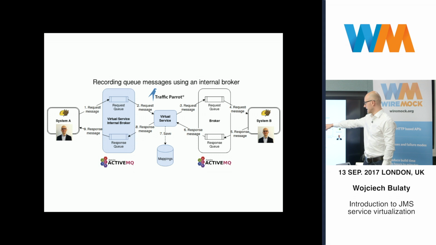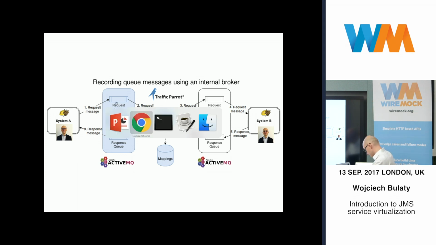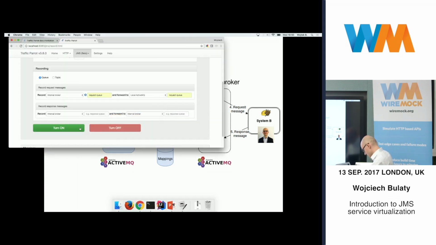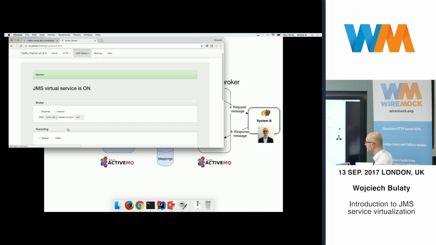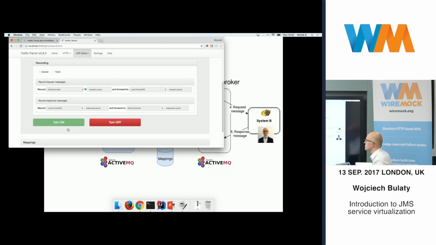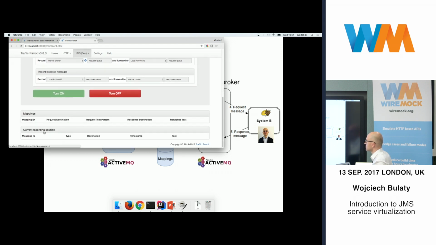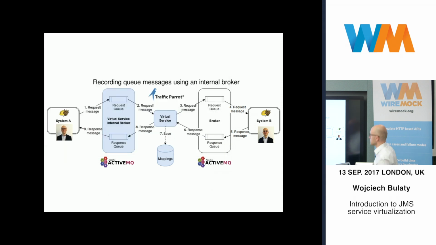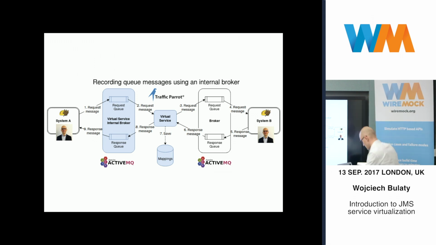Now we need to do 6 and 8, which is consume from the local ActiveMQ instance and forward it to the internal broker. So let me do that. Forward to internal broker. Turn it on. Yeah, it started, all looks good. And we've got the mappings and current recording session here. So we can start playing messages. So what I'm going to do is pretend to be system A using Hermes JMS and send a request message to the request queue. That's arrow number 1.